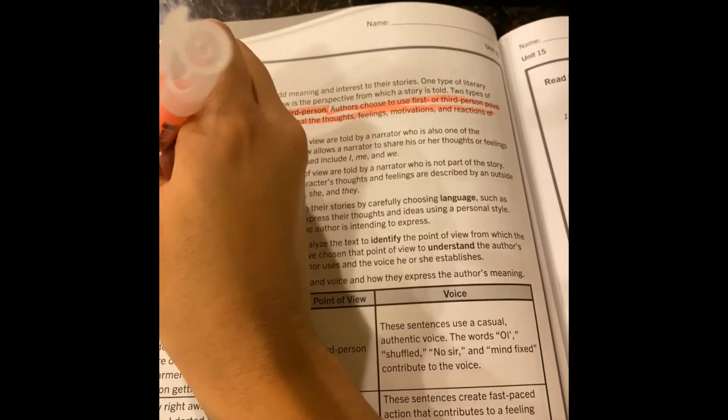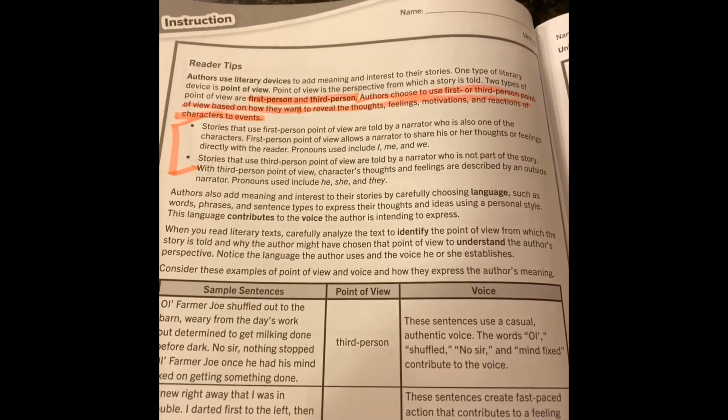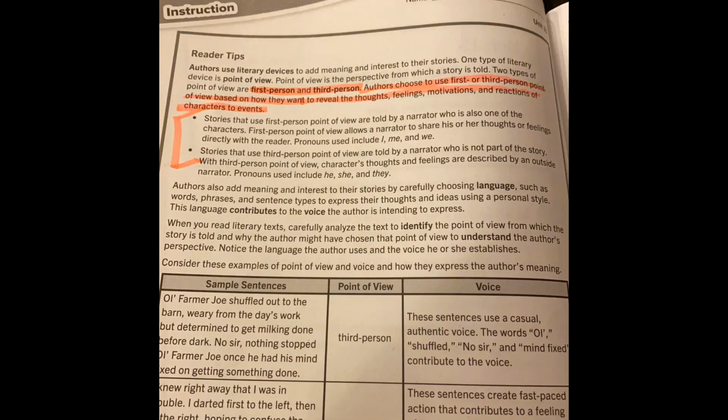Okay, the next thing I want you to pay attention to is these bullet points here. It says that when a story is told from first person point of view, then it allows the narrator to share his or her thoughts or feelings directly with the reader. So you would hear a lot of I, me, we, us, okay? And if it's third person, that means that the narrator is not part of the story, right? They're outside the story. And it allows the narrator to explain the character's thoughts and feelings. And you hear a lot of he, she, they.